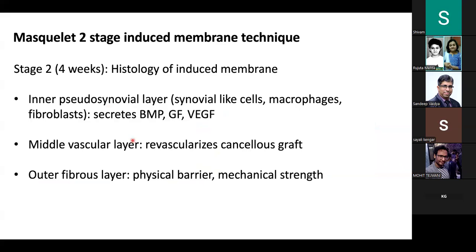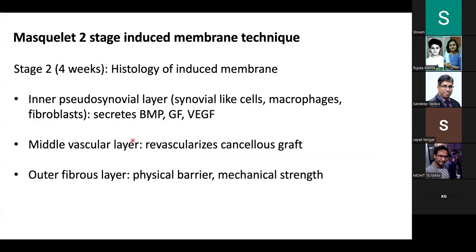Then the second stage comes after around 4 to 6 weeks. Once you put this spacer, a membrane is induced around it. And it is very interesting to note the histology of this induced membrane. The inner layer is a pseudosynovial layer containing synovial cells, macrophages and fibroblasts. These all secrete growth factors and bone morphogenetic protein, which promote the formation of new bone.